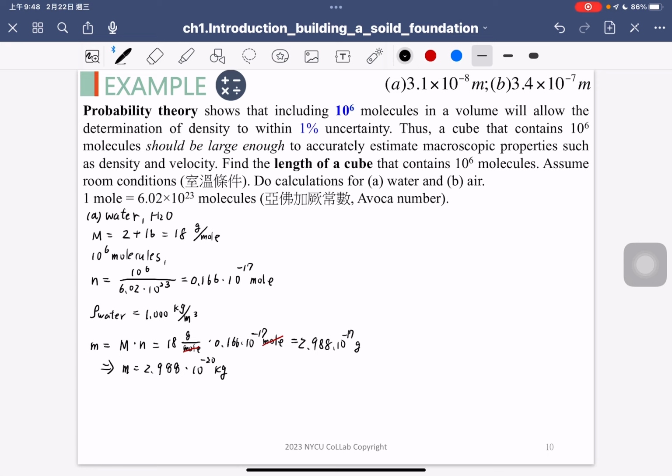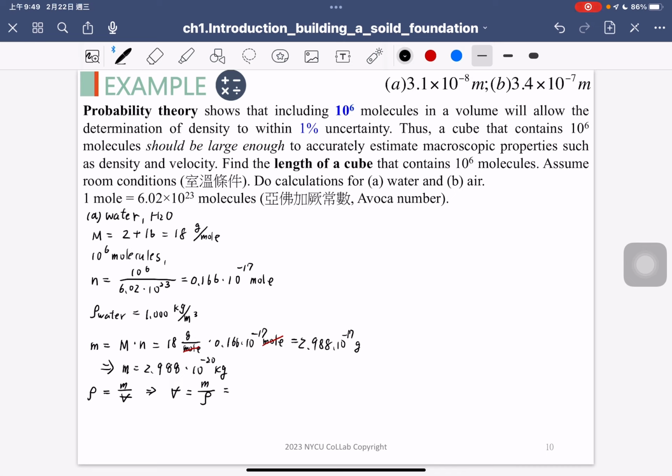We didn't know the volume, right? We didn't know the volume of the cube. Based on the equation of density, the density equals the mass divided by the volume. But right now we don't know the volume, so we can reorganize the equation. The volume equals the mass divided by the density.